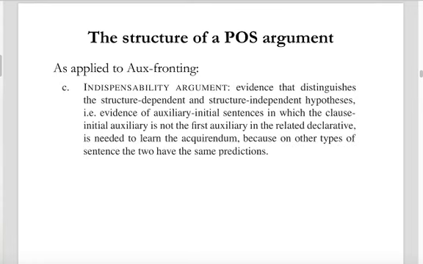The indispensability argument here is that evidence that distinguishes between the structure-dependent and structure-independent hypotheses, which would be evidence of auxiliary initial sentences in which the clause initial auxiliary is not the first auxiliary in the related declarative, is needed to learn this acquirendum because on other types of sentences, the two make exactly the same predictions. Right? These would be cases like, is the toy over there? Where either the structure dependent or the structure independent generalization would predict the right form there. It's only in the complicated ones where you have an extra auxiliary that's deeply embedded but at the beginning of the sentence that you get different predictions out of the two theories. So it's indispensable to have those super complex sentences in your input if you want to acquire the right rule of English auxiliary fronting.